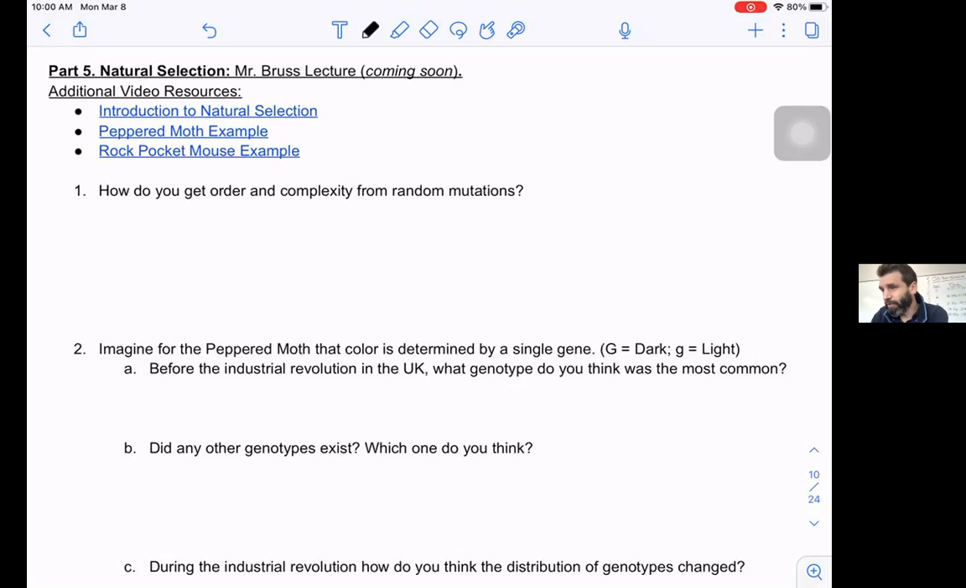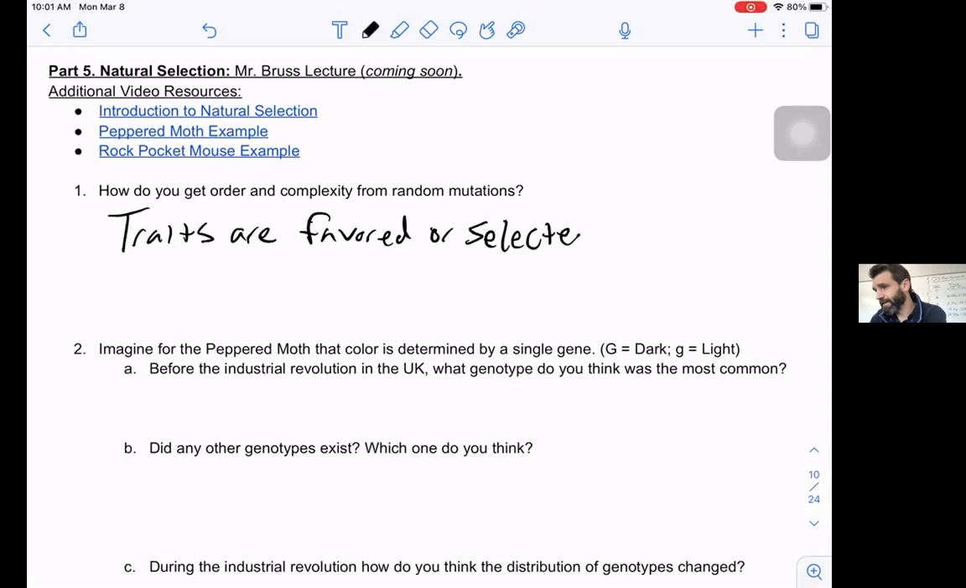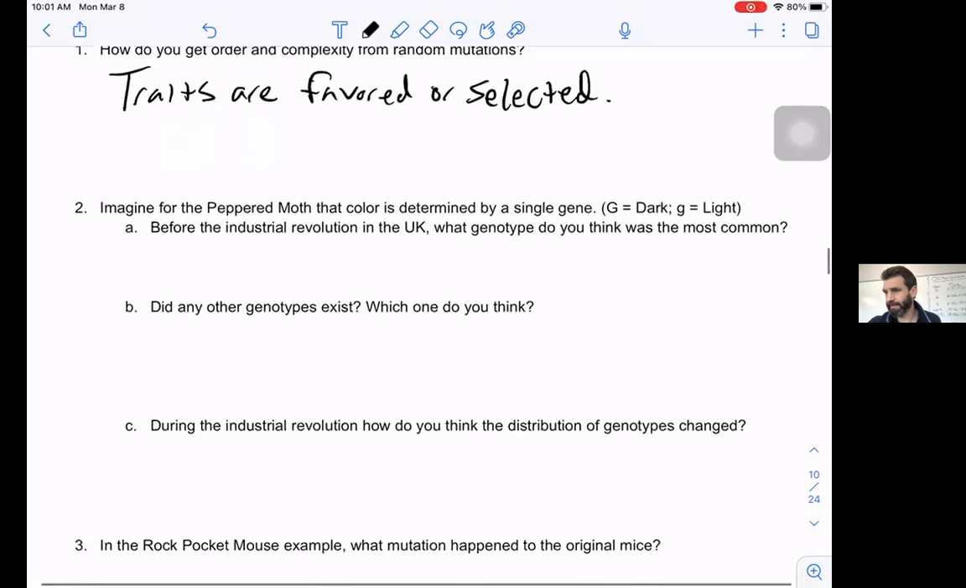But really what we're looking for is that traits are favored or selected. Okay, so that's a pretty broad question. Now we can get a little bit more specific.